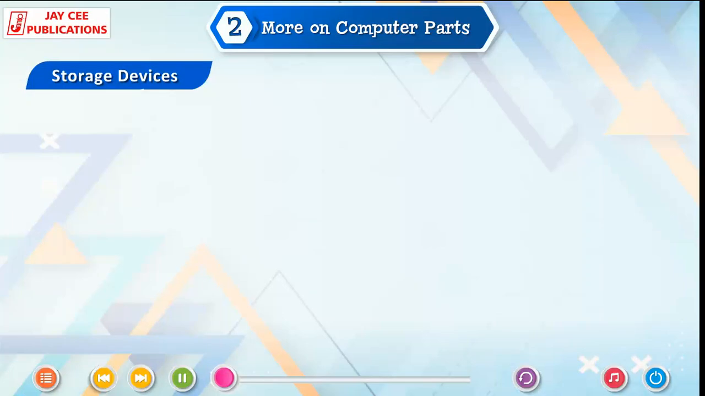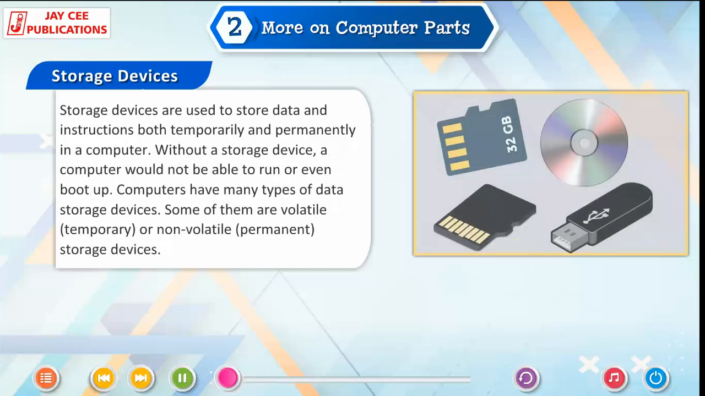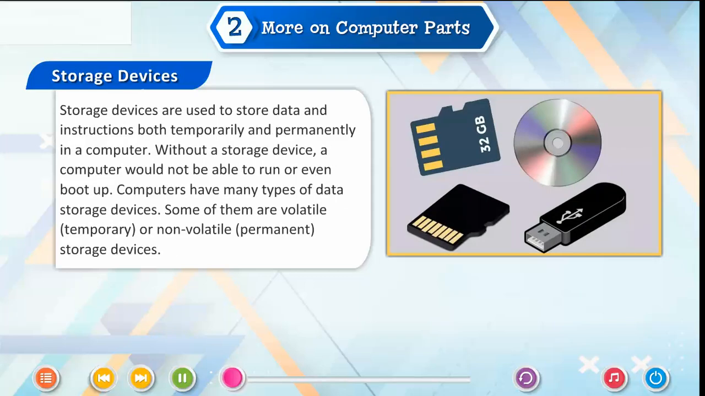Storage devices. Storage devices are used to store data and instructions both temporarily and permanently in a computer. Without a storage device, a computer would not be able to run or even boot up. Computers have many types of data storage devices. Some of them are volatile, that is temporary, or non-volatile, that is permanent, storage devices.